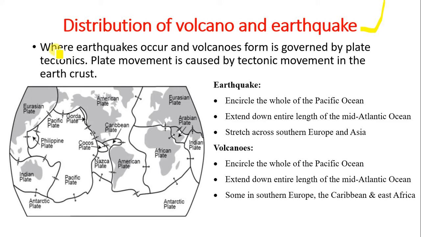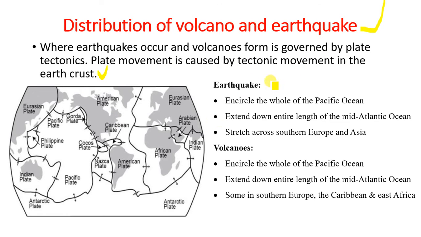Now, what is the distribution of volcanoes and earthquake? Simple. Where earthquake occur and volcanoes form is governed by plate tectonics. Plate movement is caused by tectonic movement in the earth crust.